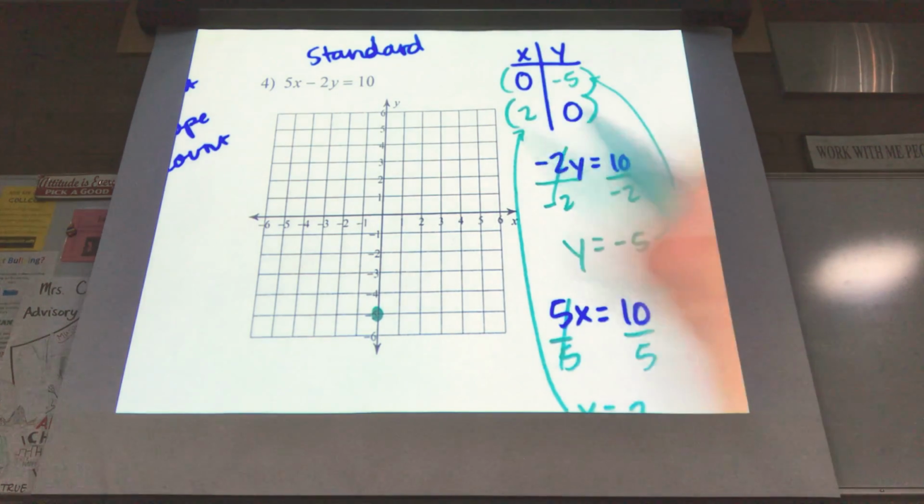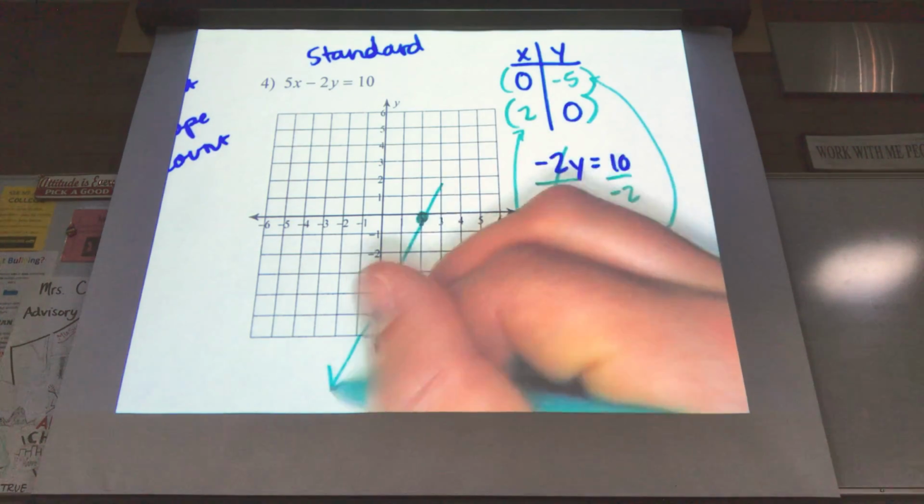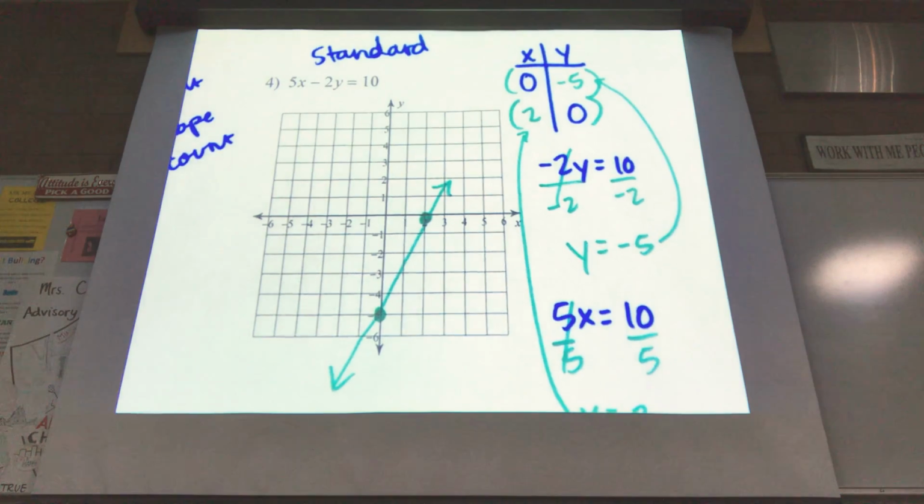And we can go ahead and put our second coordinate point: 2, 0. It's right there. We have our 2 points to connect. And there's our graph.